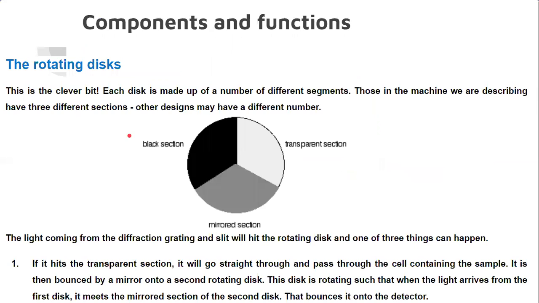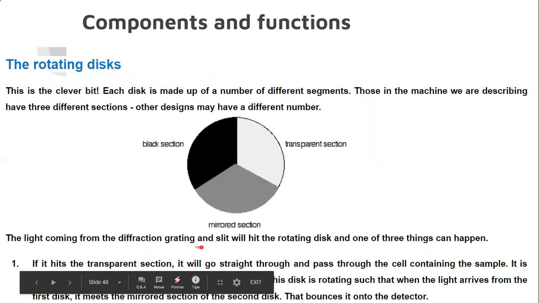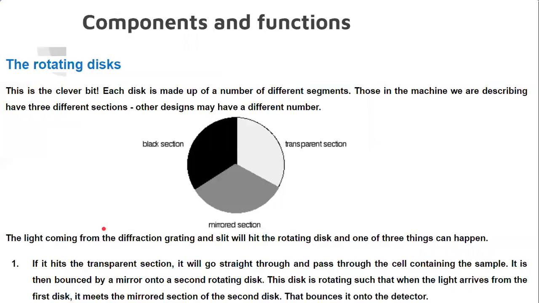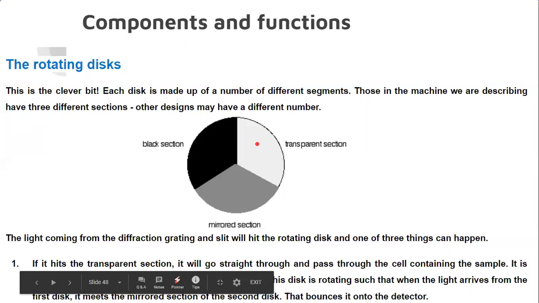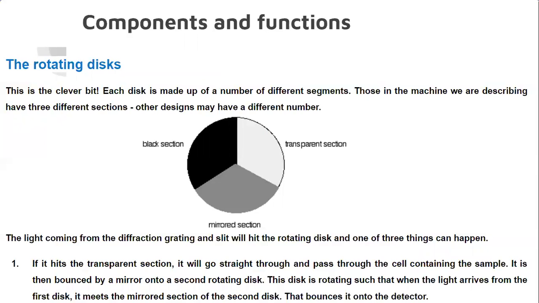So let's see the first one. The light coming from the diffracting grating and slit will hit the rotating disc, and one of 3 things can happen at once. If it hits the transparent section, which means this one, it will go straight and pass through the cell containing the sample. So that will be sent into the sample cell. Otherwise, it is bounced by a mirror onto the second rotating disc.